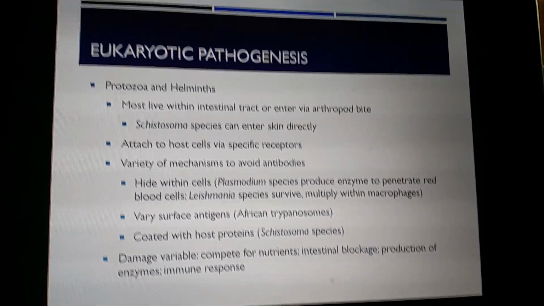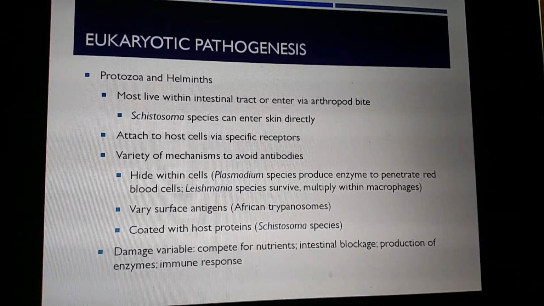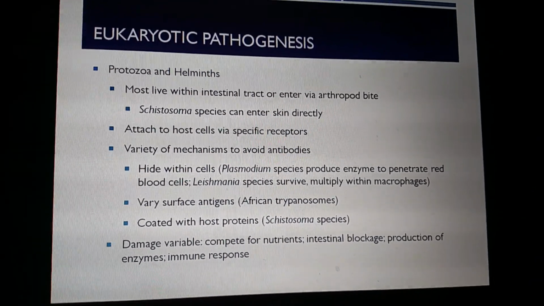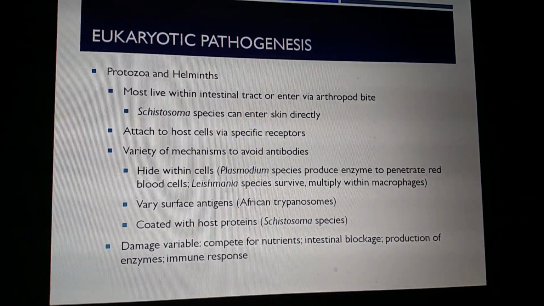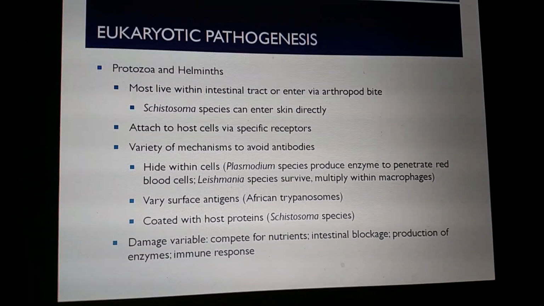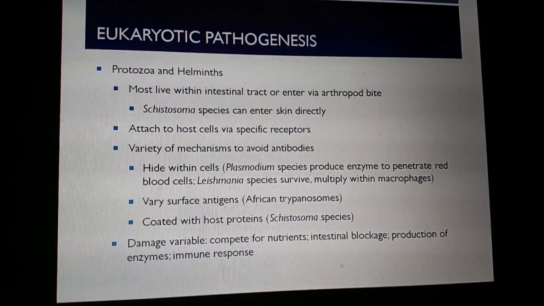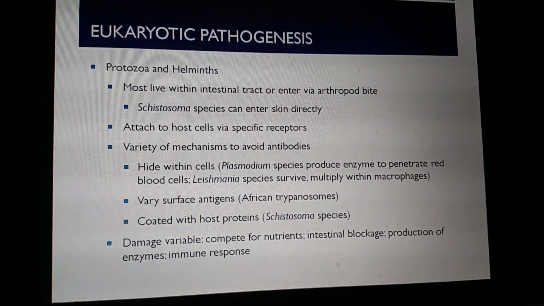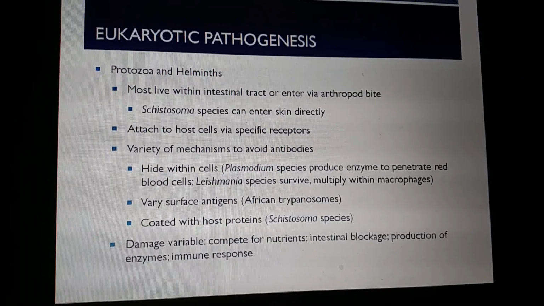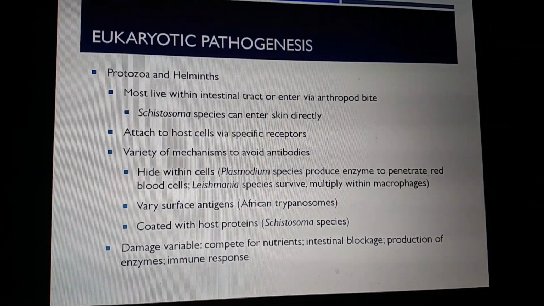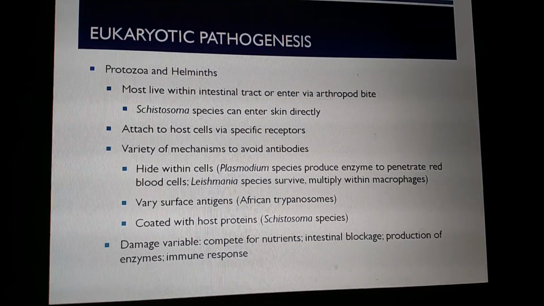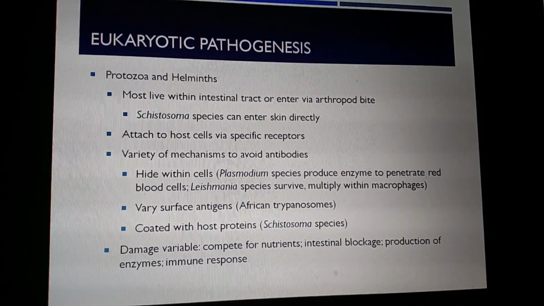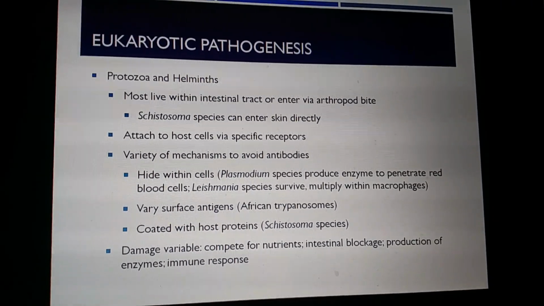When we look at protozoans and helminths, many of them actually live within the intestinal tract, or they're going to enter through the bite of an arthropod vector. They will attach to certain host cells looking for specific receptors, and they have different mechanisms to avoid antibodies. Plasmodium, which remember causes malaria, will actually produce enzymes to allow it to enter red blood cells, and once it's in the red blood cell, it's kind of good to go. When you look at the trypanosomes, they will actually vary their surface antigens to keep tricking the immune system.